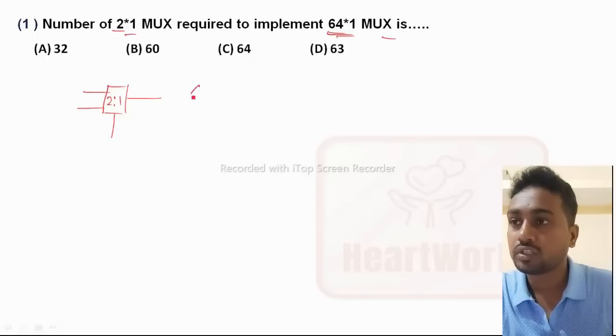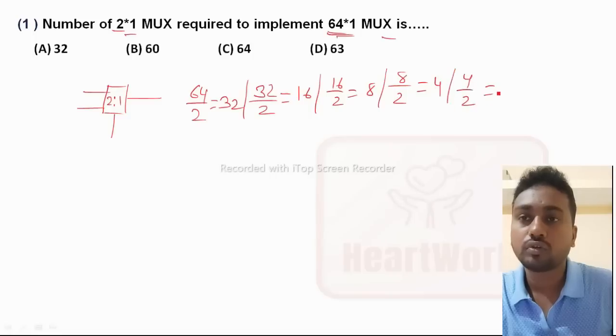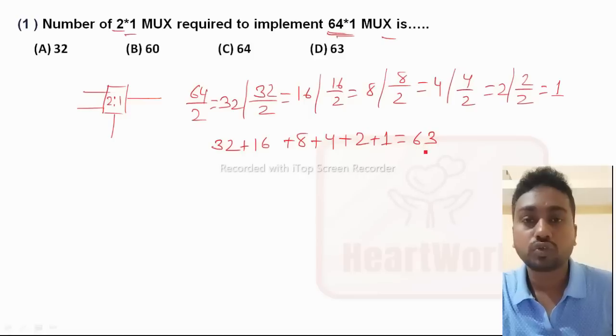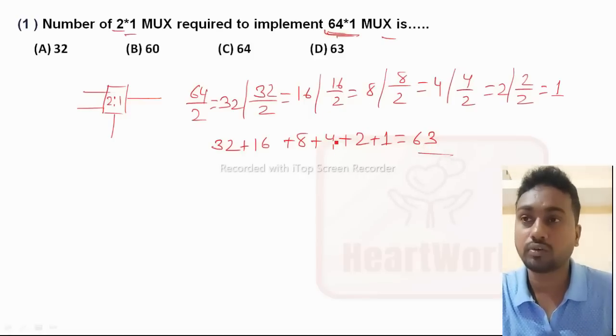For that you have to do 64 by 2 equal to 32. Again 32 divided by 2 equal to 16. Again 16 by 2 equal to 8, and again 8 by 2 equal to 4. 4 by 2 is 2, and 2 by 2 equal to 1. So you have to divide till 1. After that you have to add all: 32 plus 16 plus 8 plus 4 plus 2 plus 1. That is equal to 63. So 63 number of 2:1 mux are required to implement a 64 into 1 mux.